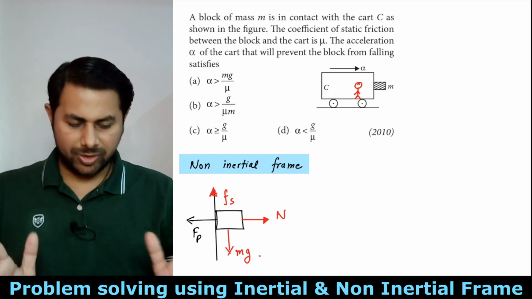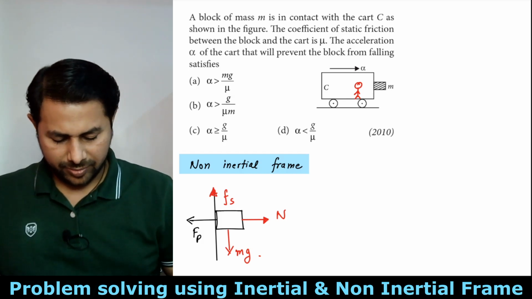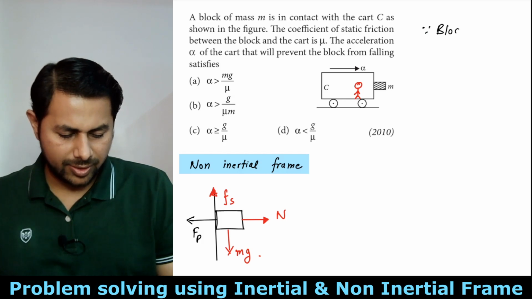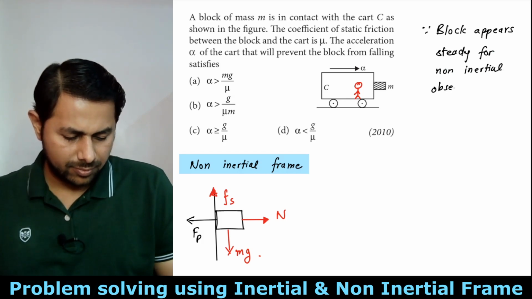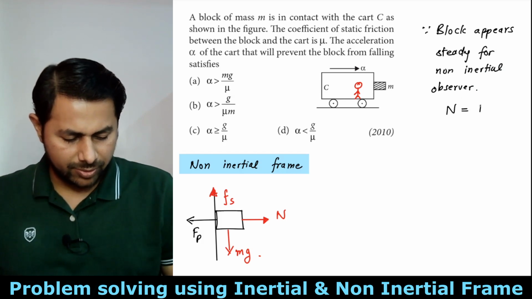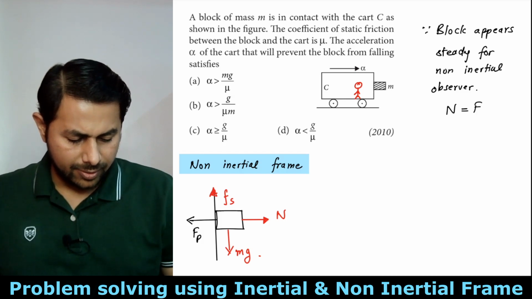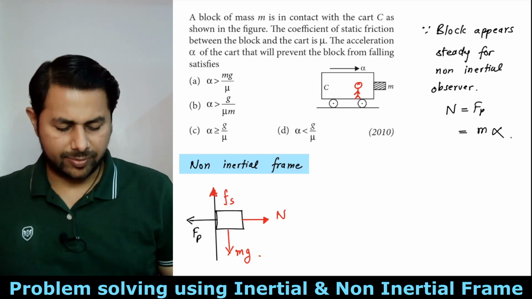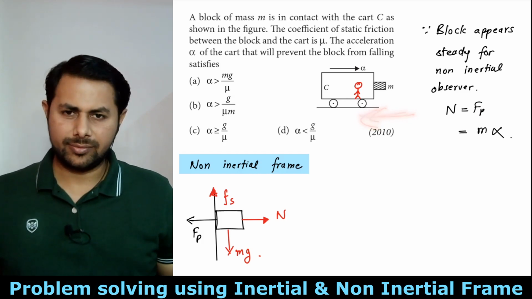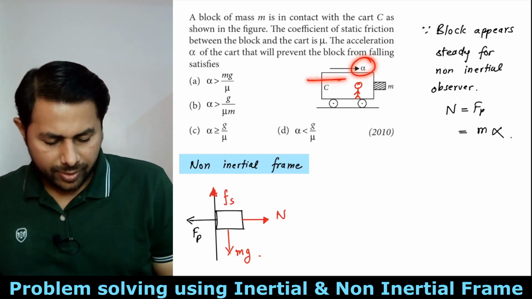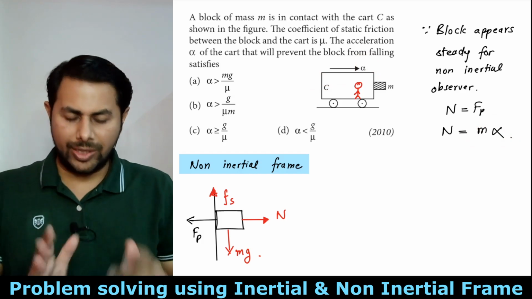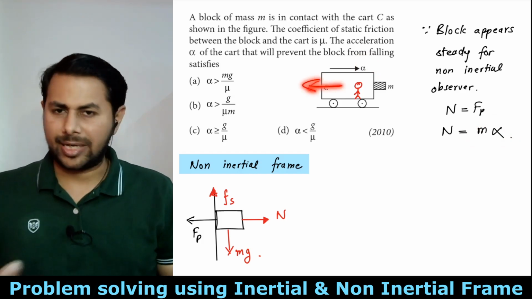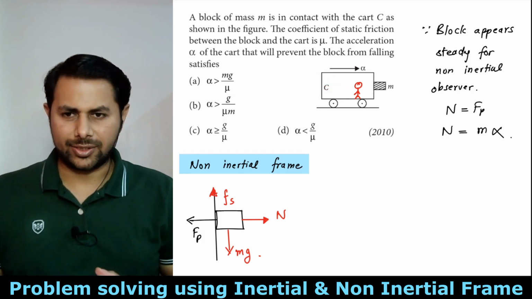Since the block seems to be steady, since the block appears steady for the non-inertial observer, you can say that normal reaction is just equal to the pseudo force, and that is just equal to what? Mass times alpha. So for him, the world is accelerating in this direction, and they are steady, right? So what is the pseudo force? Pseudo force is just mass into acceleration. The normal reaction is mass multiplied by alpha. So we know that the pseudo force appears to be acting in the opposite direction of acceleration, and the magnitude of that is just mass into acceleration.